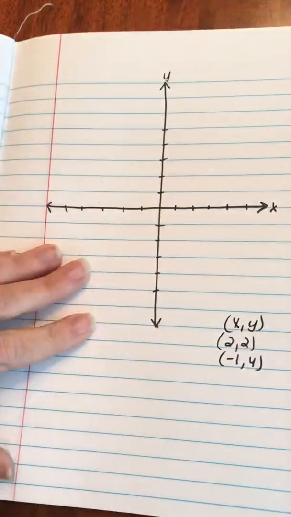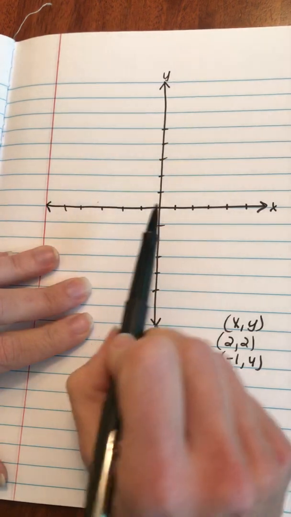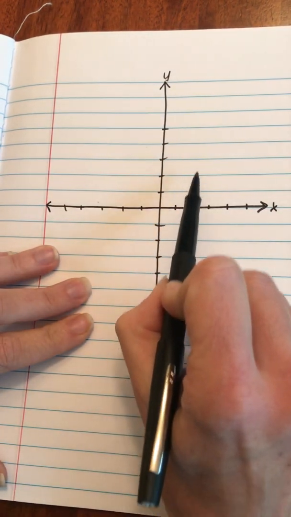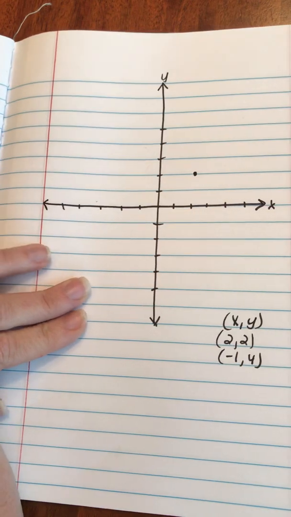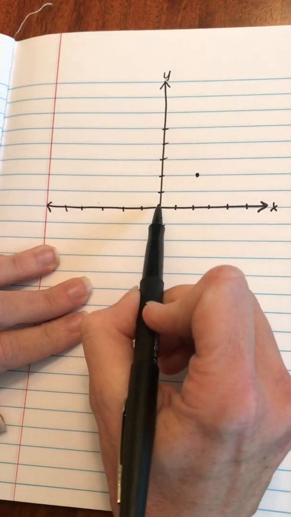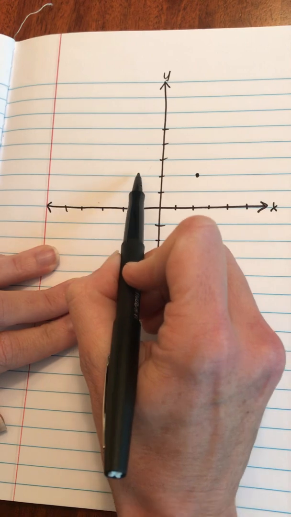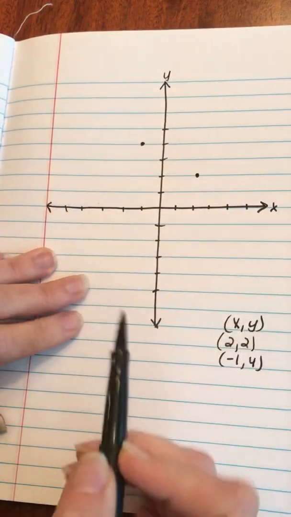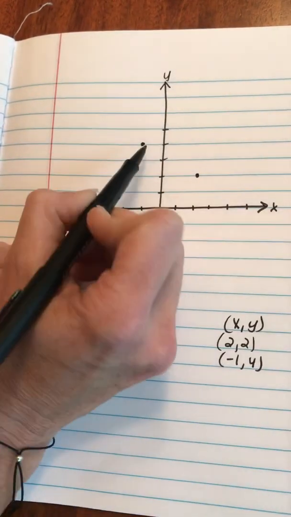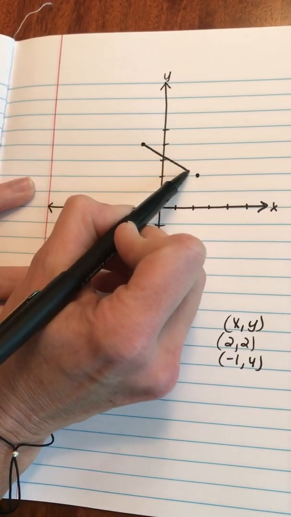x-axis, y-axis. So to plot the point (2, 2), we would go right 2 units and up 2 units. And to plot the point (-1, 4), we would go back 1 unit and up 1, 2, 3, 4. So we're trying to find the distance between these 2 points right here.